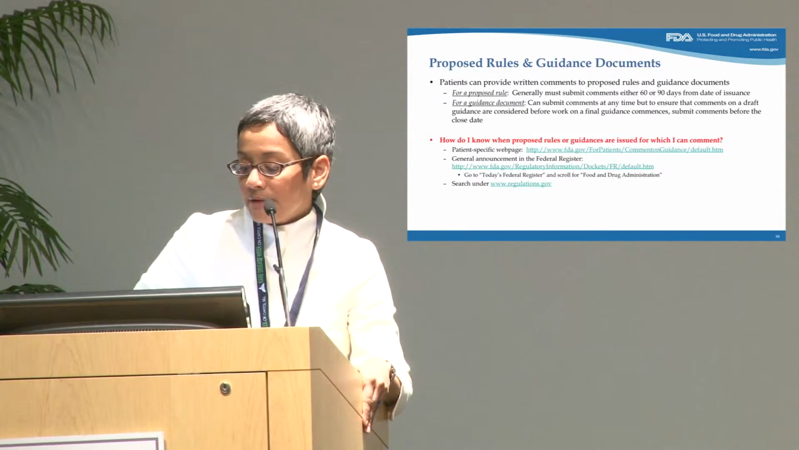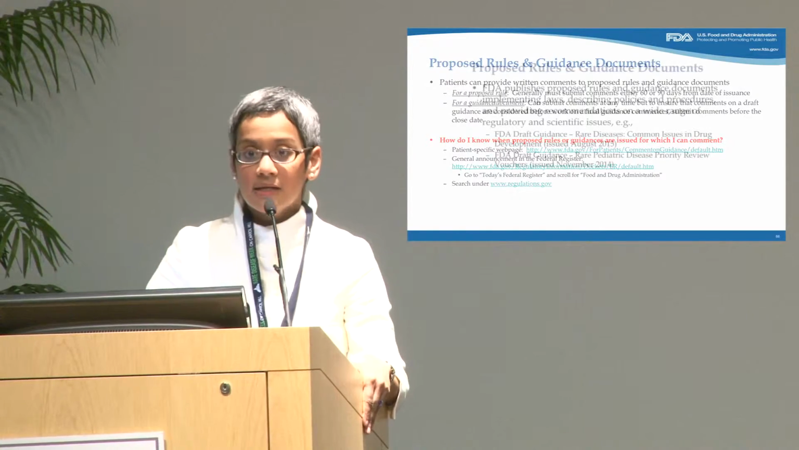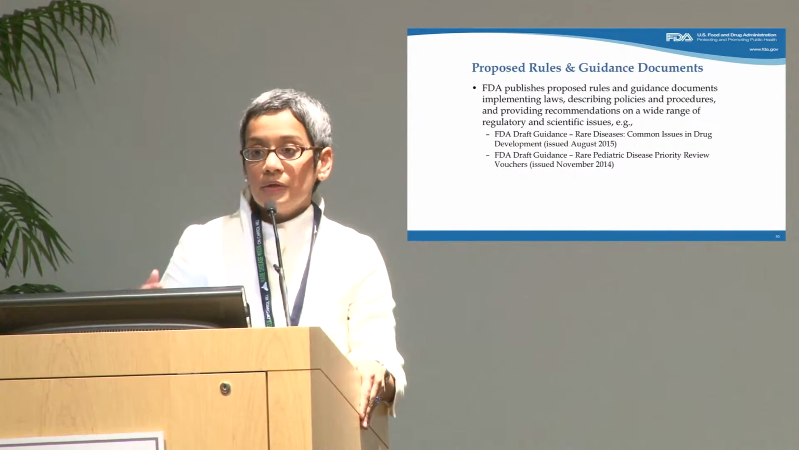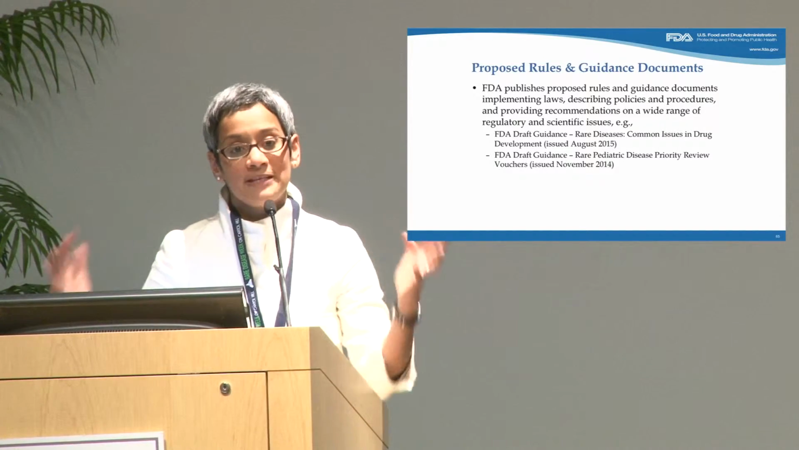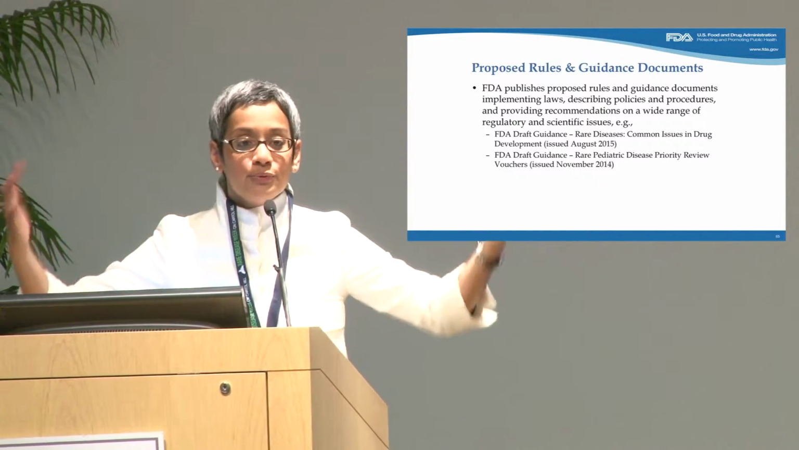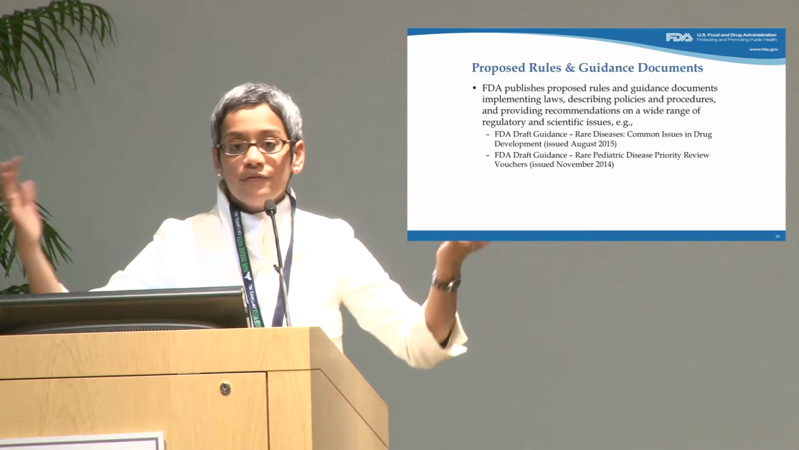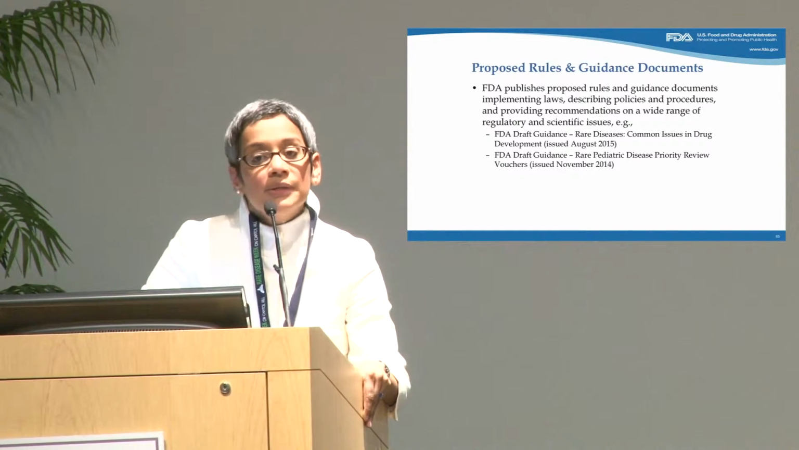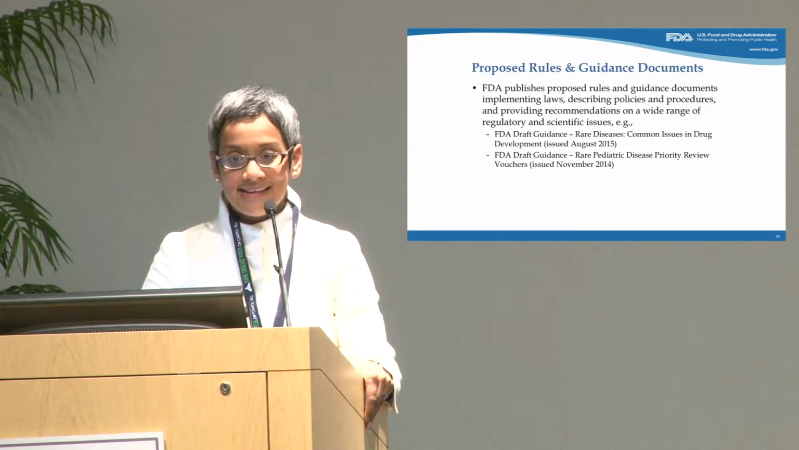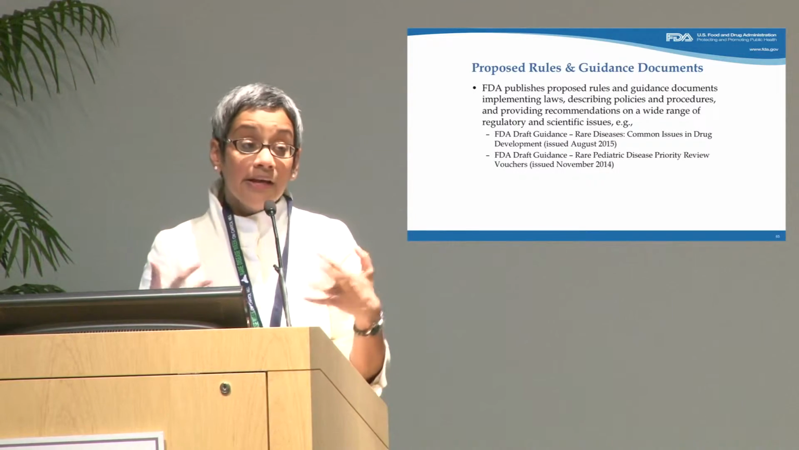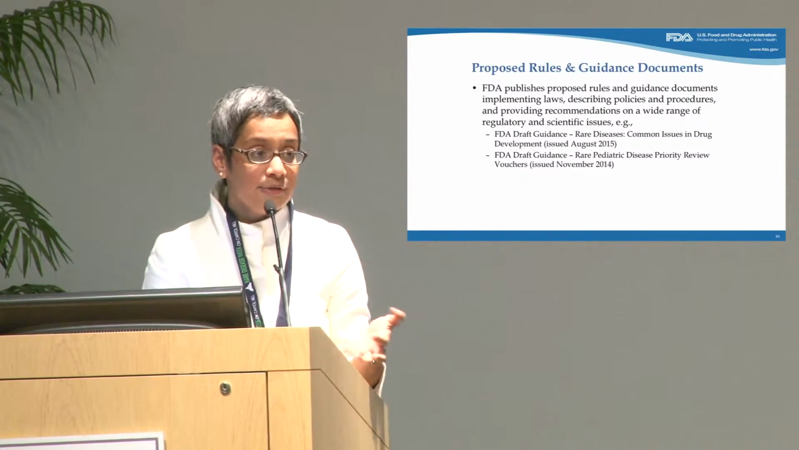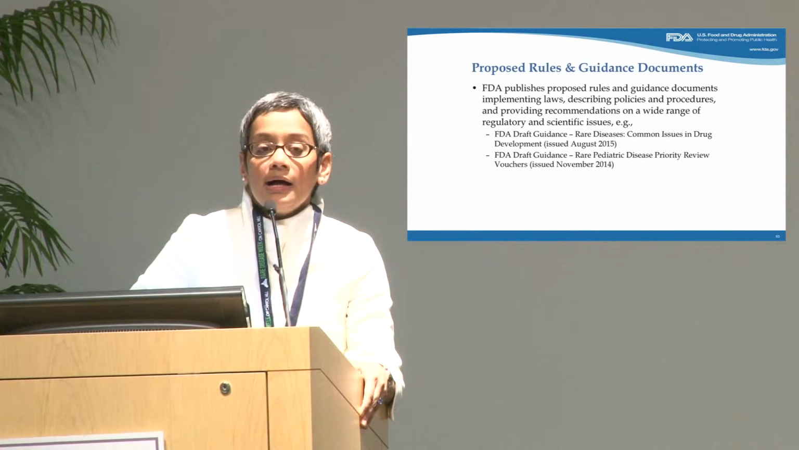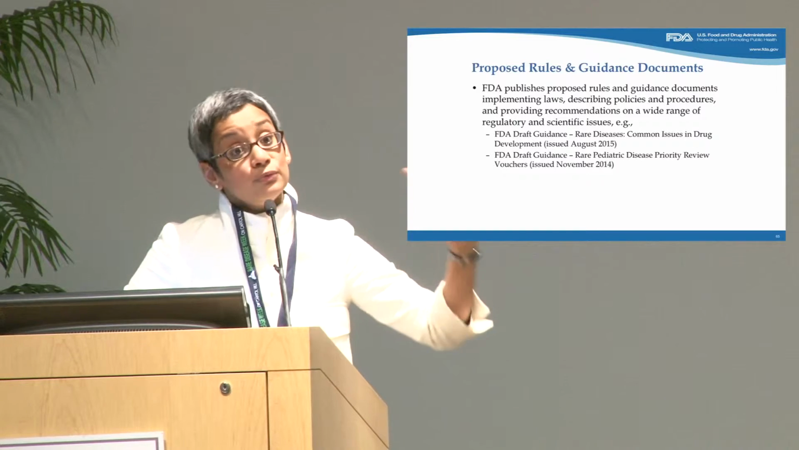So FDA publishes proposed rules and guidance documents on a variety of different issues. So for a rule, there's a specified comment period. So I issue a proposed rule on orphan drug regulations, say, and we did that a few years ago. You'll have either 60 days or 90 days to provide comments, and those comments will be considered before issuing a final rule. So that's the rulemaking process.